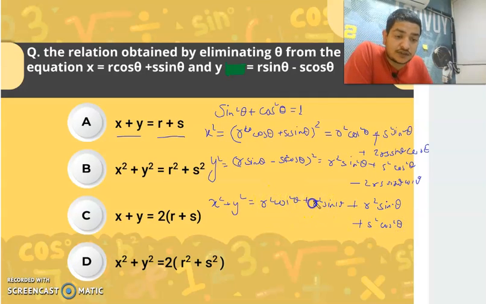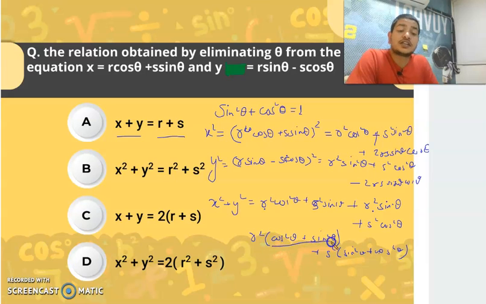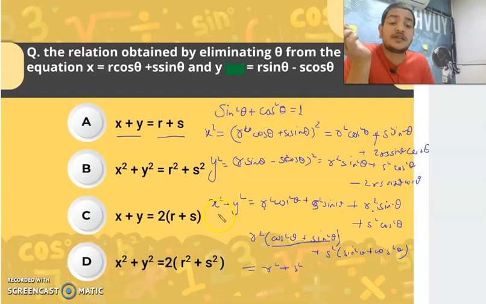So see this, r square will get common. We can write it as r square into (cos square theta plus sin square theta), and here we can write it as s square into (sin square theta plus cos square theta). Which property can we use here? Cos square theta plus sin square theta is equal to 1. So we can write it as r square plus s square. So the relation is that x square plus y square is nothing but r square plus s square.